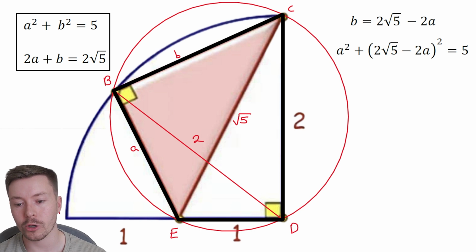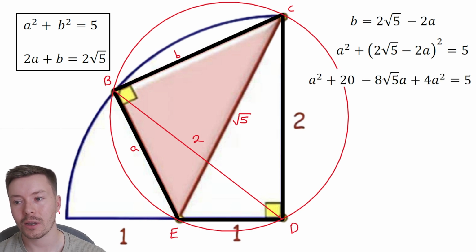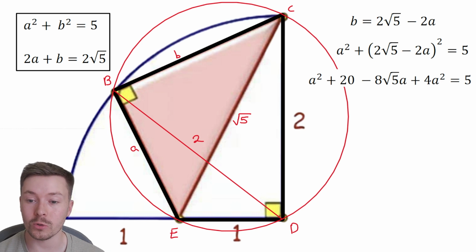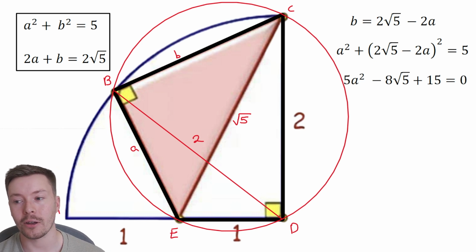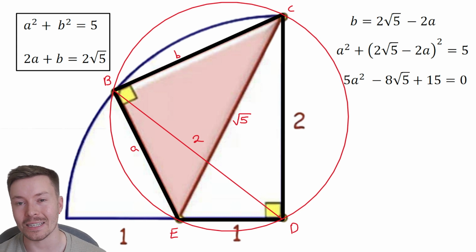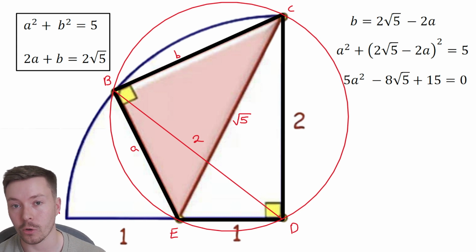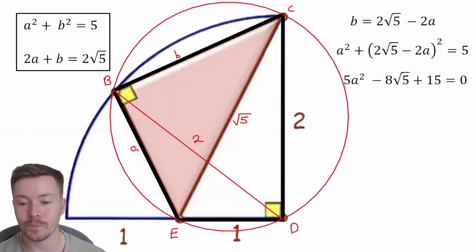Now from there, I'm going to expand the brackets, and I'm going to get a squared plus 20 minus 8 root 5a plus 4a squared is equal to 5. Now from there, I'm going to simplify all of that and get it all onto the left-hand side. And I get this, 5a squared minus 8 root 5 plus 15 is equal to 0, which is a quadratic equation which I can use my calculator or the quadratic formula to solve.